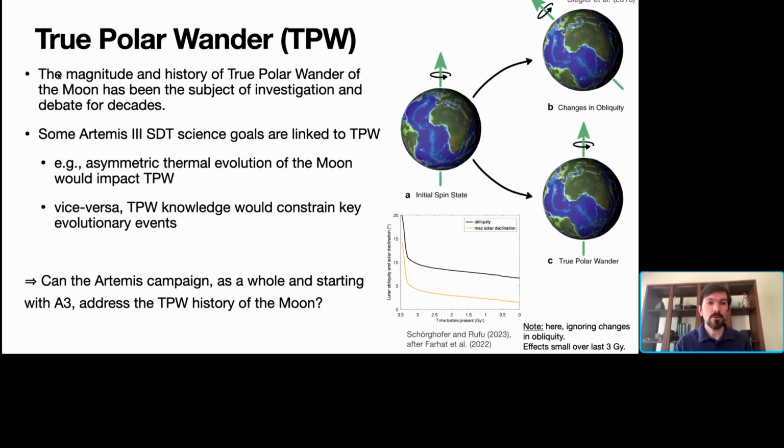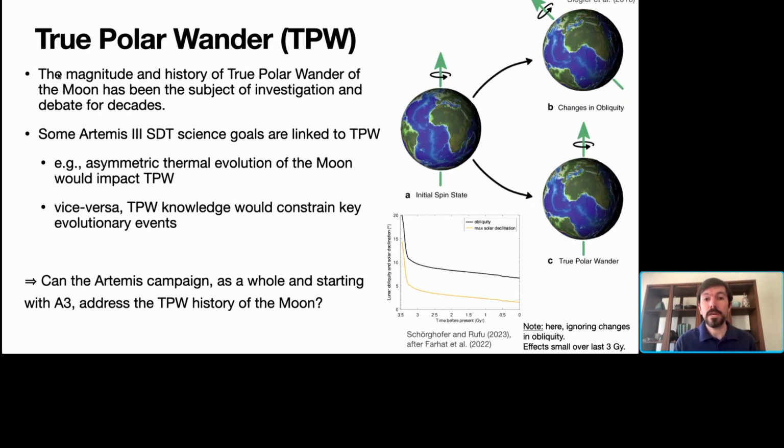So true polar wander is how the spin axis of the Moon or the Earth moves around with respect to the crust. It's not the same as a change in obliquity, but both are important to the long-term survival of volatiles at the poles. What's especially important about true polar wander is that it can be linked to thermal evolution and large-scale, long-lived geophysical processes that are hard to pin down.